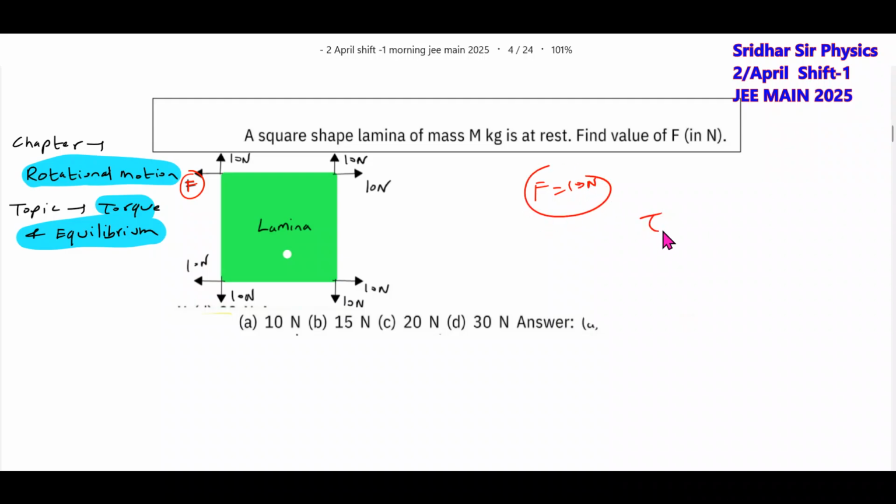The reason for that: net torque should be 0, net force should be 0. The torque about this point due to this 10 Newton and due to this 10 Newton should be equal and opposite. Like that, net torque and net force should be 0. Then only equilibrium is possible. Rest means equilibrium here. A simple idea-based question. So therefore your answer will be option A. We'll take the next question.